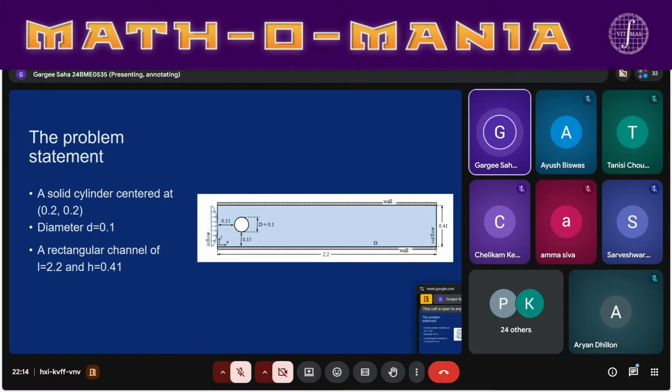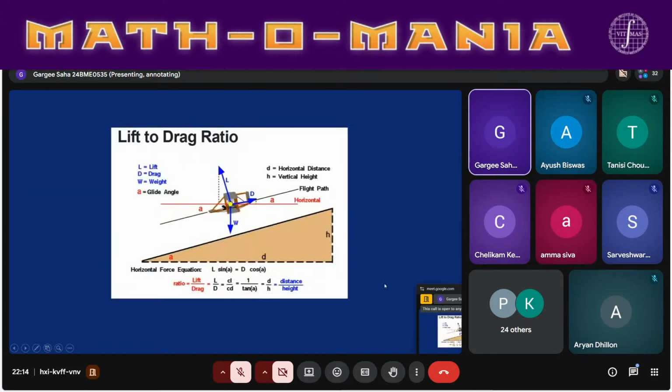So let us learn a little bit more about lift and drag. As you can see, I have used the example of an airplane here, but we will be simulating a cylinder. Lift here is an opposing force towards the weight, and drag is something that is opposing the direction of motion of the plane here.